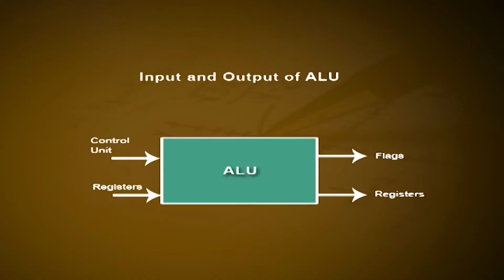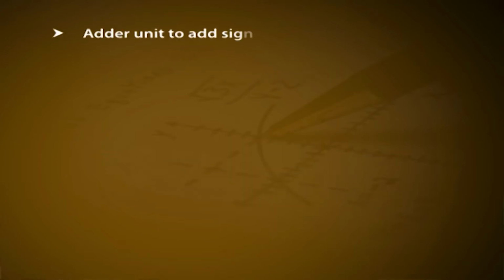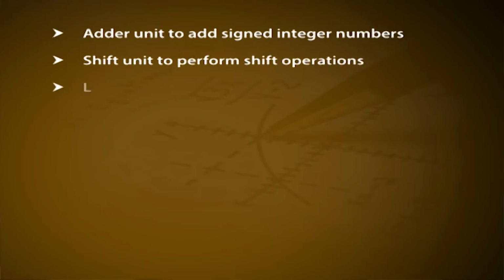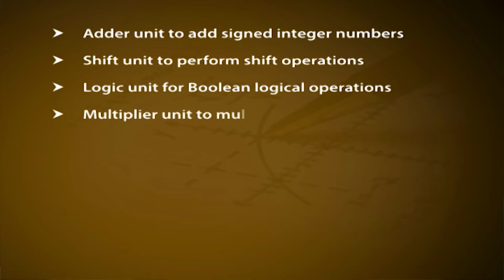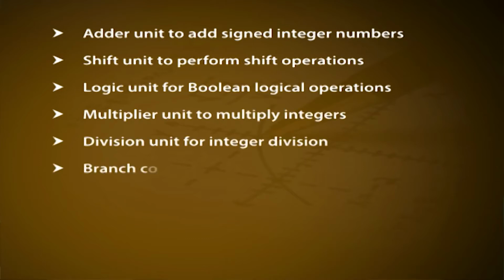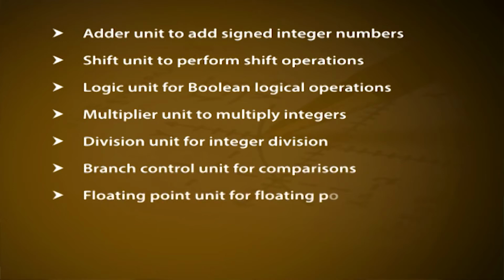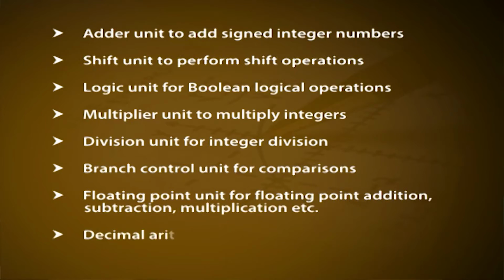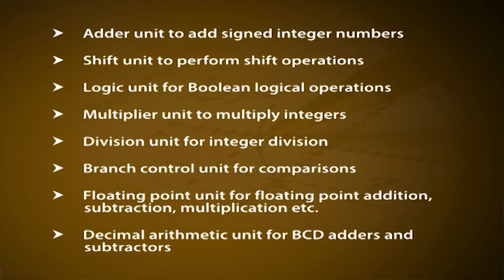The ALU contains various functional units such as adder unit to add signed integer numbers, shift unit to perform shift operations, logic unit for Boolean logical operations, multiplier unit for multiply integers, division unit for integer division, branch control unit for comparisons, floating point unit for floating point addition, subtraction, multiplication, etc. Decimal arithmetic unit for BCD adders and subtractors.